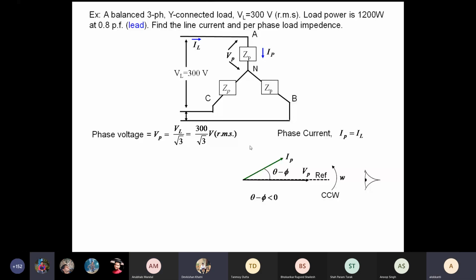Capacitive. So you have to keep that in mind, because you have been asked to find the per phase load impedance.